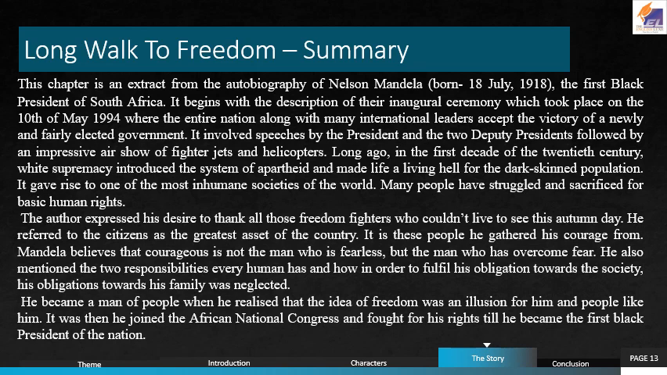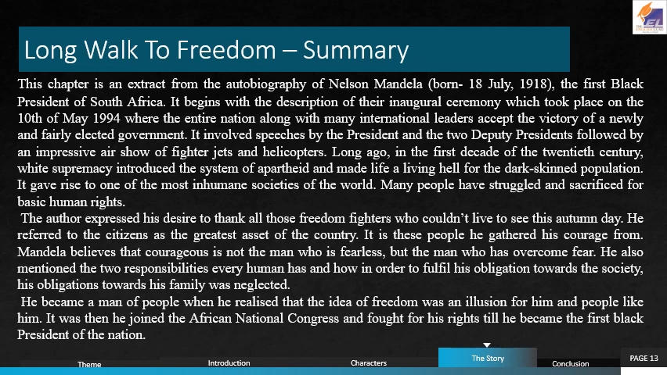He referred to the citizens as the greatest asset of the country. It is these people he gathered his courage from. Mandela believes that courageous is not the man who is fearless, but the man who has overcome fear. He also mentioned the two responsibilities every human has and how he, in order to fulfill his obligations towards the society, his obligations towards his family was neglected.